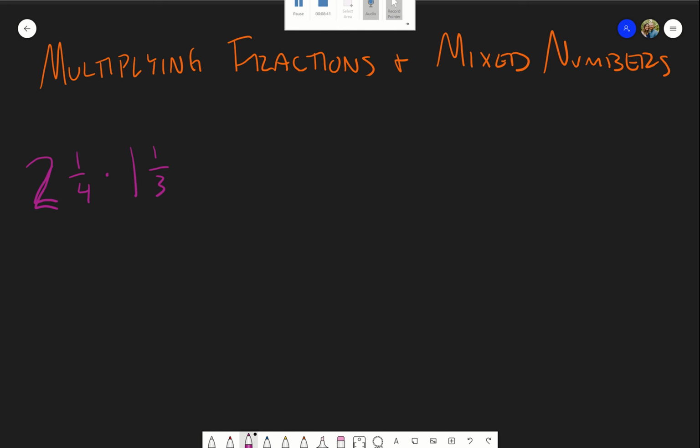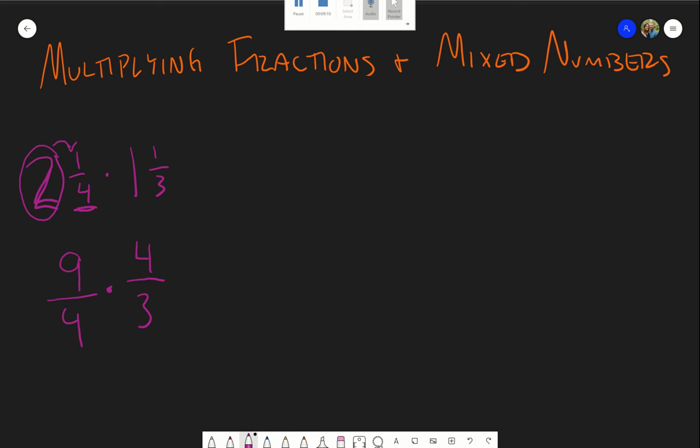So remember, making these into improper fractions, we did this last chapter. We take our denominator, times it by our whole number, and add it to our numerator. So 4 times 2 is 8, plus 1 is 9/4. 3 times 1 is 3, plus 1 is 4/3. And then I can multiply this out.